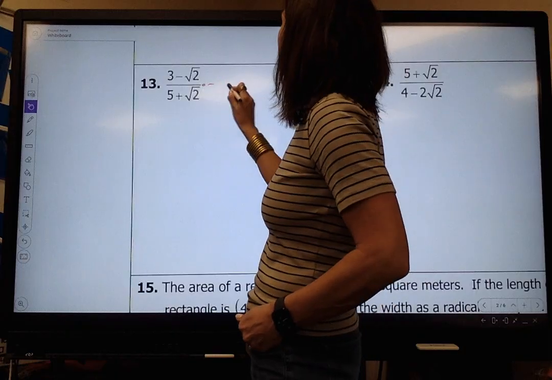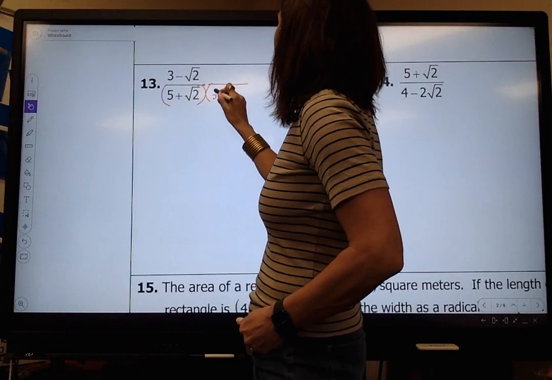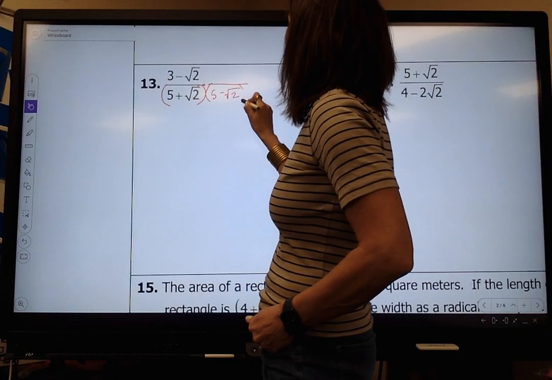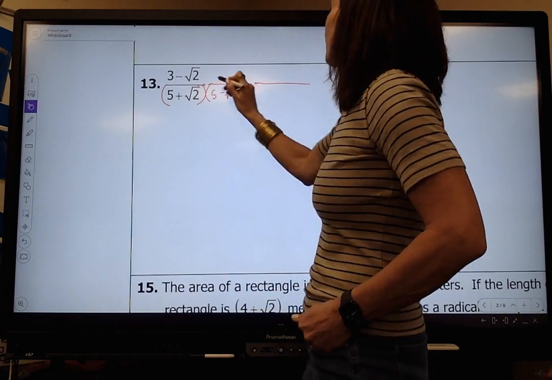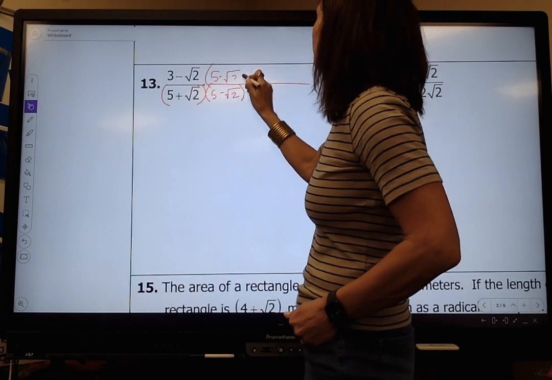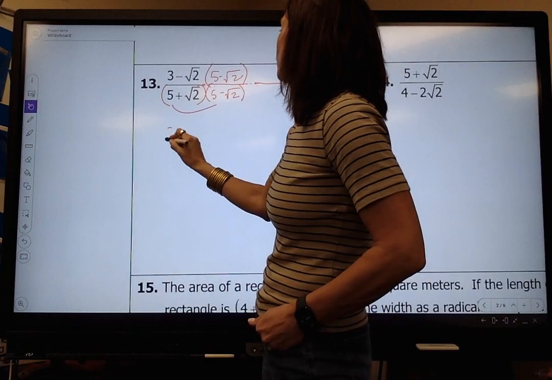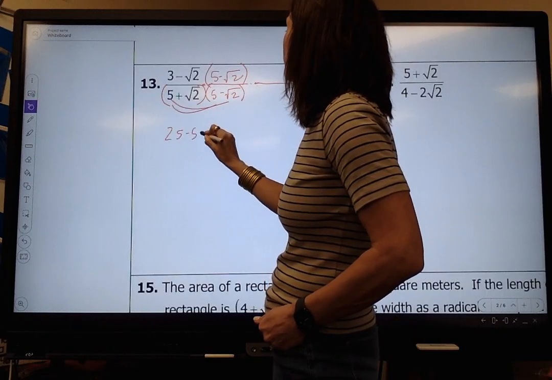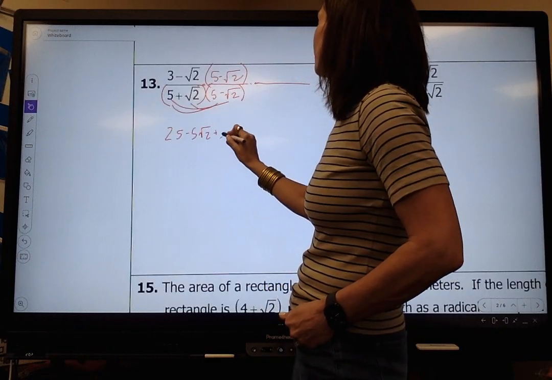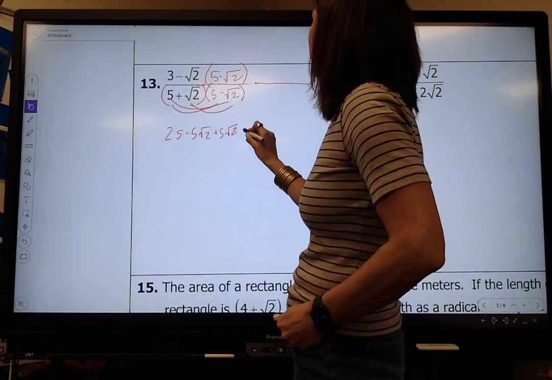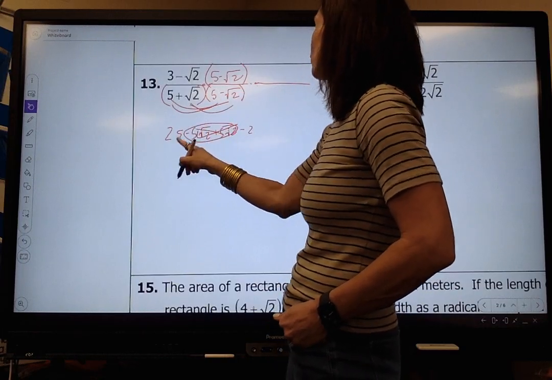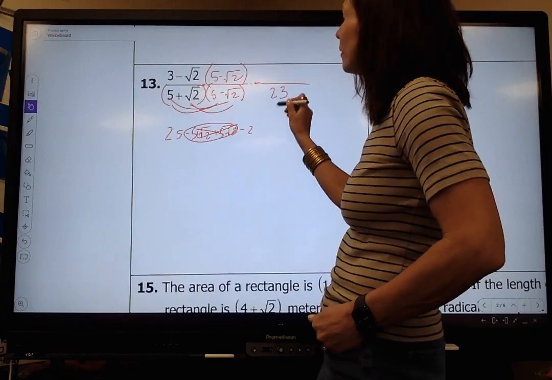So again, I'm going to multiply by the conjugate, 5 minus square root of 2. And then whatever you do on the bottom, you do on the top. And of course, you get 25, negative 5 square root of 2, plus 5 square root of 2, minus 2. These guys cancel out. 25 minus 2 is 23.